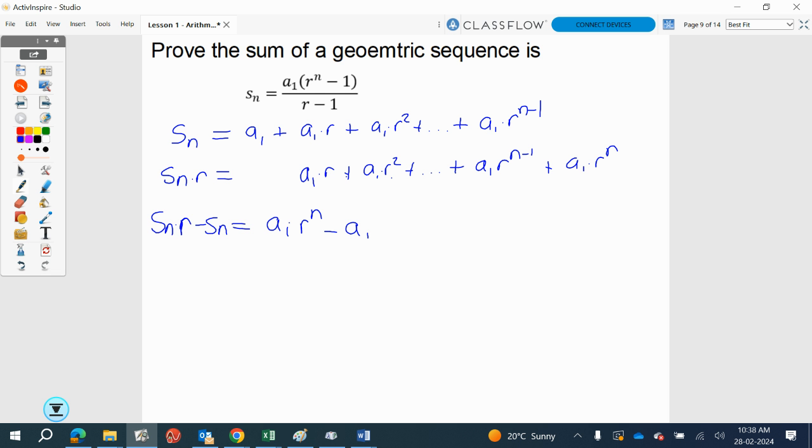Okay, we've got a common factor on each side. What's the common factor on the left-hand side? There is no A1 on the left-hand side. Let me take somebody else. What's the common factor on the left-hand side?